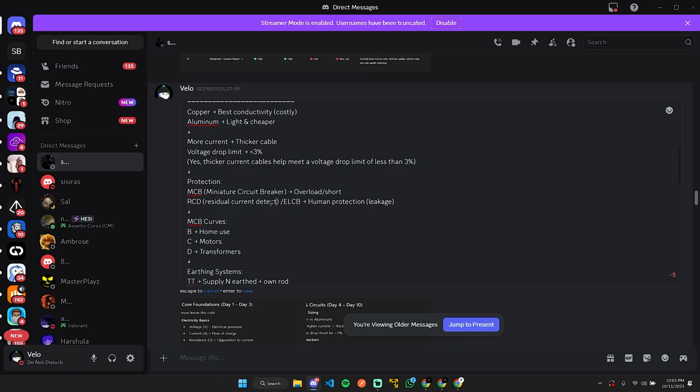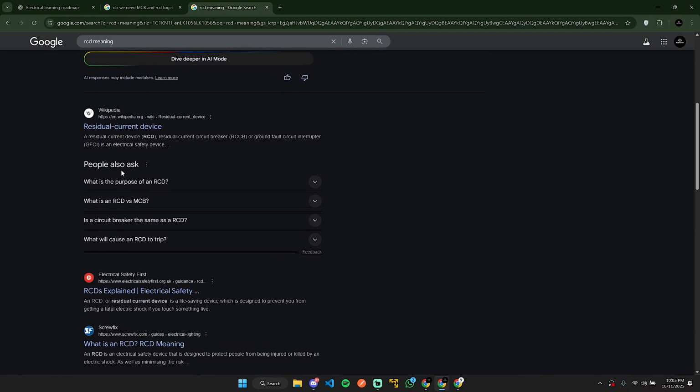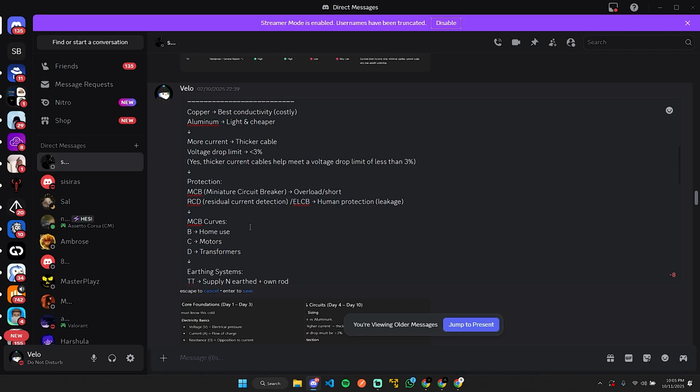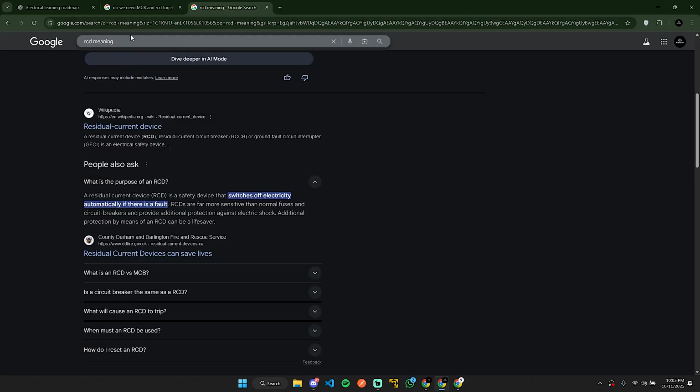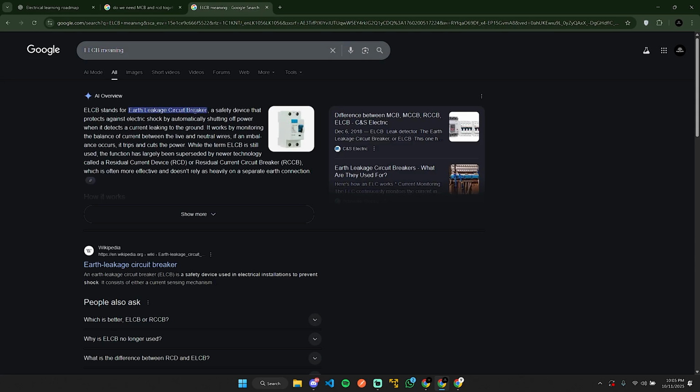I just call it current detection because it detects the residual current, right? Alright, it switches off electricity automatically if there is a fault, right? Interesting. ELCB. What does ELCB stand for? Earth leakage circuit breaker, a safety device that protects against electric shock by automatically shutting off power when it detects a current leak into the ground.